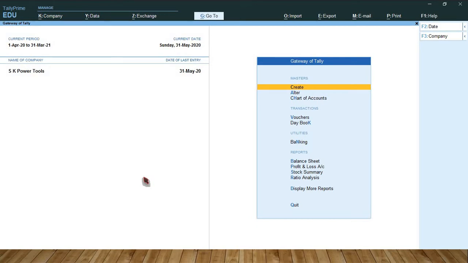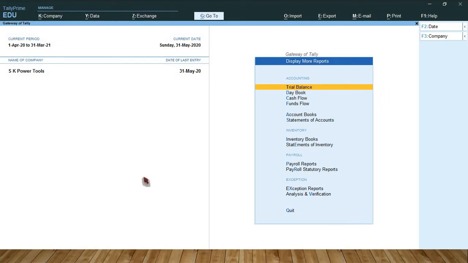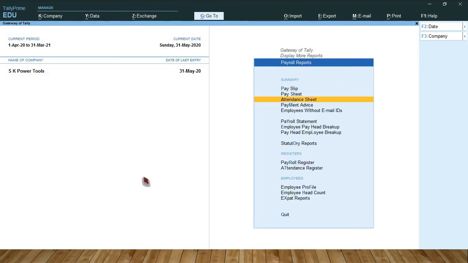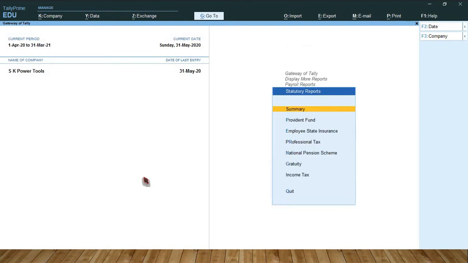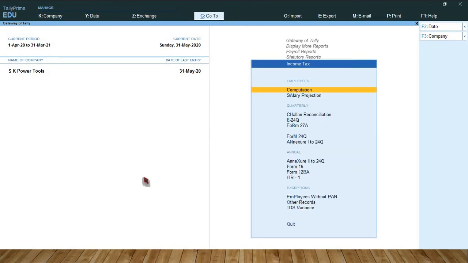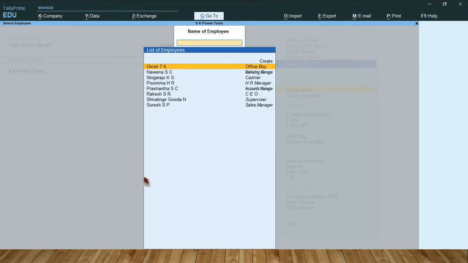Friends, today we discuss how to check the income tax computation report. Go to the Gateway of Tally, select Display More Reports, select Payroll Reports, select Statutory Reports, then select Income Tax and select Computation. So select one by one.